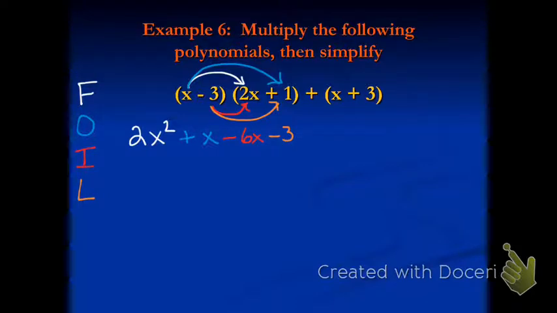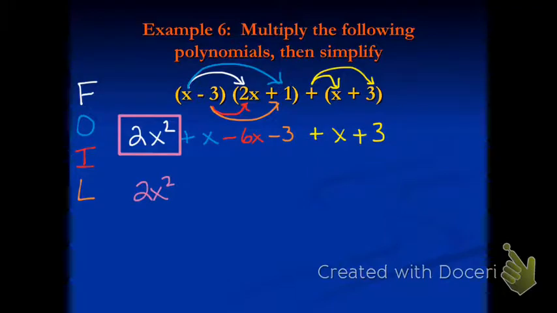Now we are going to add the x. Well, we have to distribute the plus sign, so it would be plus x, and then distribute the plus sign again, which would be plus 3. And now we are going to take this and organize it a little bit. So we have a 2x squared. There are no other like terms with the 2x squared, so I'm going to rewrite 2x squared.